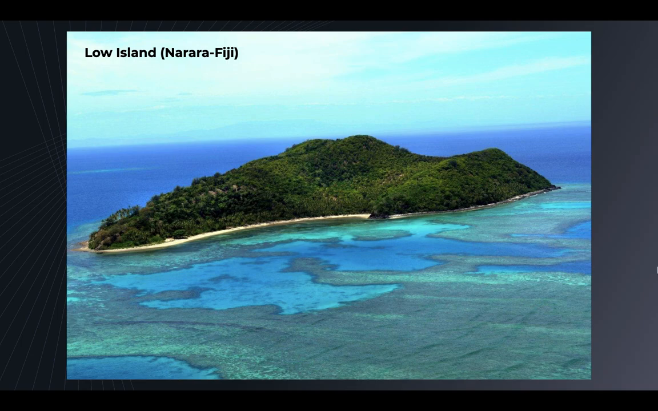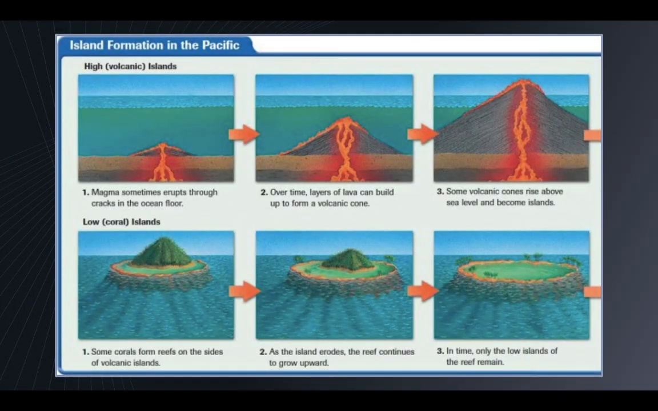This next one is a low island. This one is not an atoll, but this is called Narara. This is an island of Fiji. And this is an example here of a low island. Okay, that's usually created by some kind of volcanic eruption or whatever. So this right here shows how those two different islands are created.